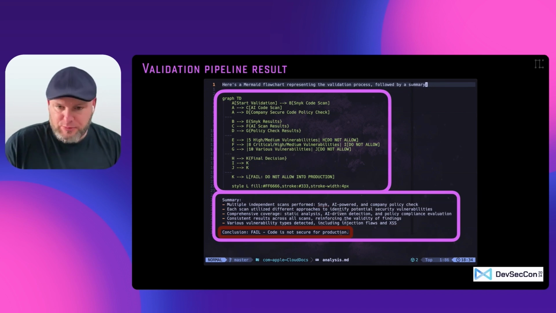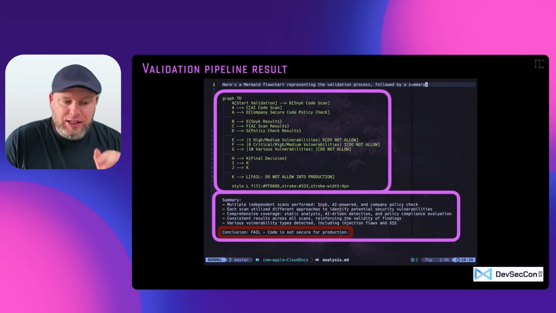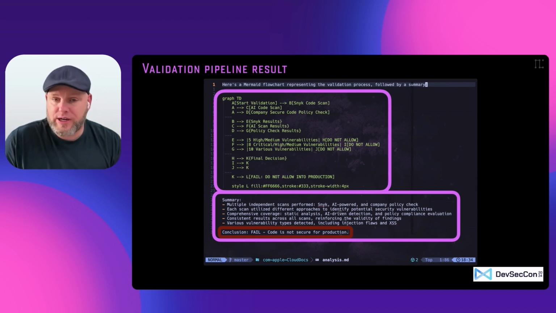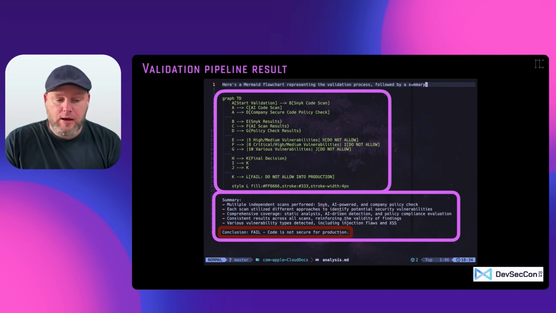So look at the top level of the summary here. Multiple independent scans were performed: Snyk, AI-powered, and company policy check. Each scan used different approaches. Comprehensive coverage, so it did all three of those. Consistent results across all scans. That's a great reason to trust this result. All three results actually said fail. Okay, it failed the policy, and it failed both code scanners. And it mentioned the vulnerabilities that were found, and it came up with its conclusion.